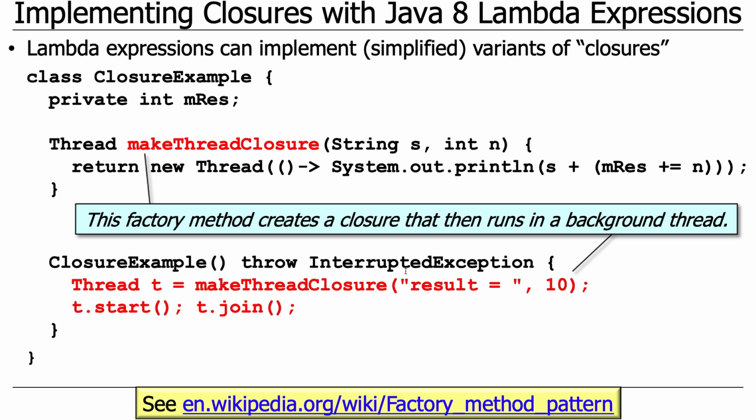Here's the constructor for this example. You can see that we make the thread closure, passing in the string s and the value n as 10. The string says result equals, and we pass in n. That will create a thread, which we will start. When we start the thread, it's going to print out result equals 10 plus equals whatever mRes is, which starts with 0, so it'll be 10. But it'll update mRes to 10. So if we called it again, it would get the value 20 next time if we pass the 10 in.